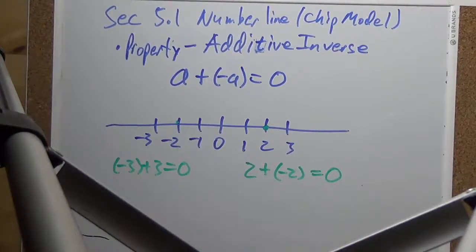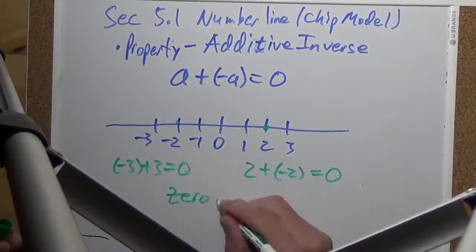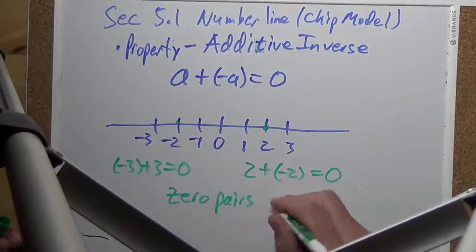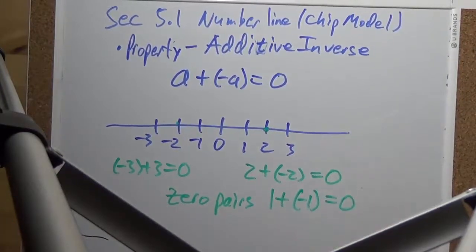Now when I get to the chip model, we're going to be working with what's called zero pairs, and it's based on this property where 1 plus -1 forms a 0.